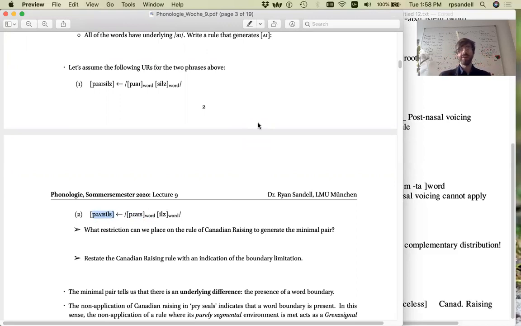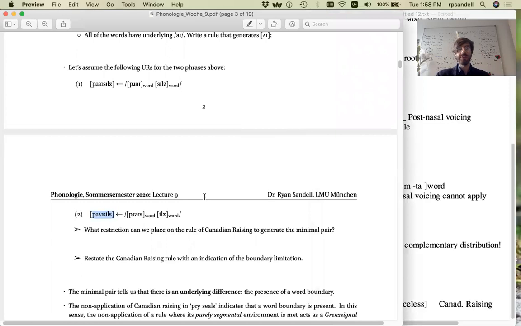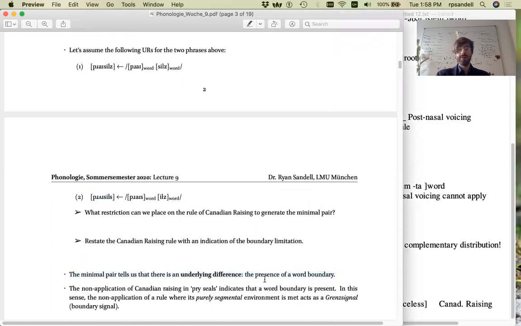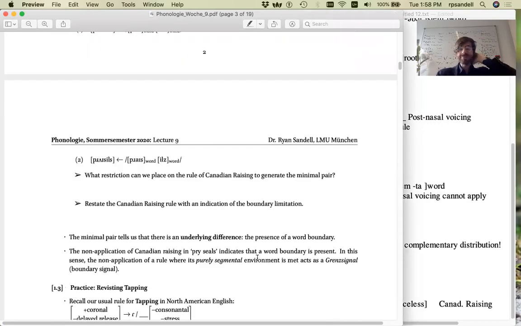in producing the entire phrase, we get the same sequence, the same local environment, as we said, that is a preceding [aɪ] and a following [s]. But the boundaries here make a big difference. The word boundary here is what's relevant. So the non-application of Canadian raising, the non-application of this process in the phrase "pry seals", to pull the seals out of the holes, the small gaps that they like to hide in, that shows us that a word boundary is going to be present.